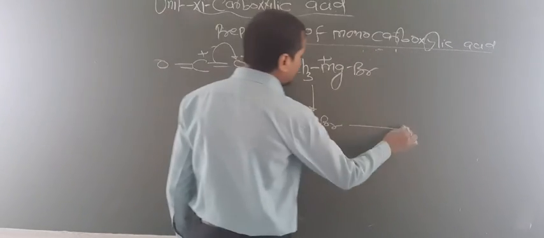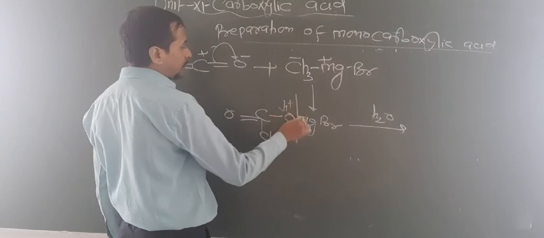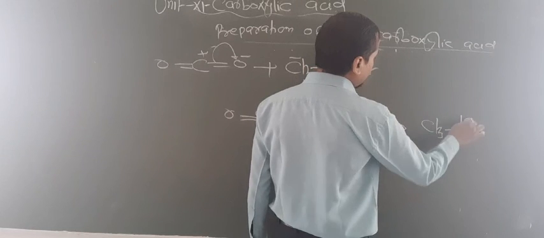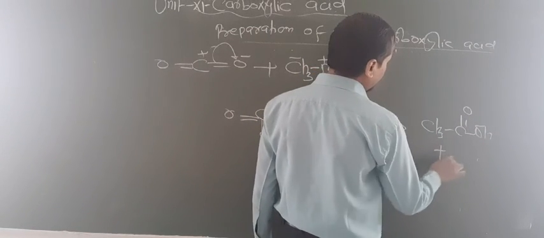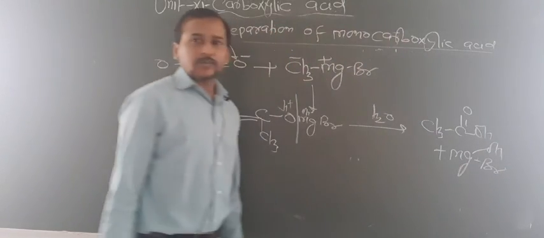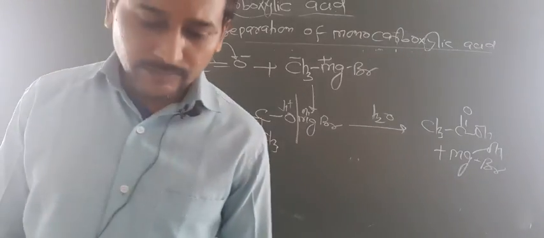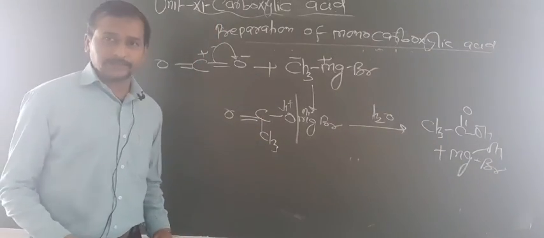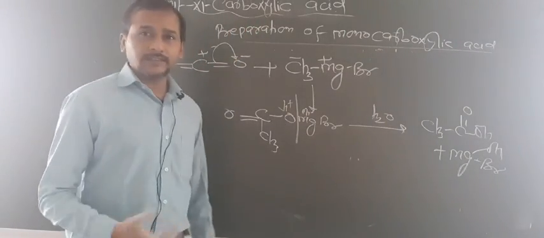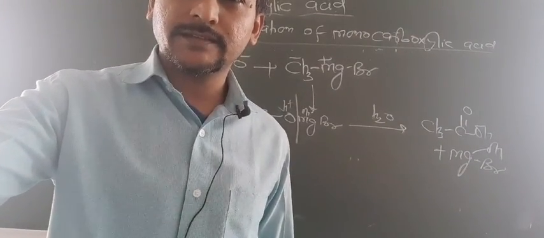Now after hydrolysis what happens? This bond breaks. One H we have to add here, and here we have to add OH. So now your answer will be CH3 C double bond O OH plus Mg Br OH. So by using intermediates you can also prepare the carboxylic acid. So this is all about the preparation of carboxylic acid. In the next video lectures I will finish this chapter and tell you the properties of carboxylic acid. Thank you dear students.